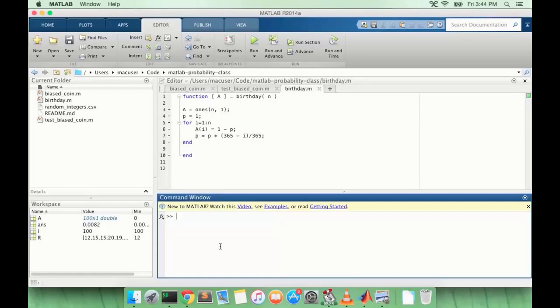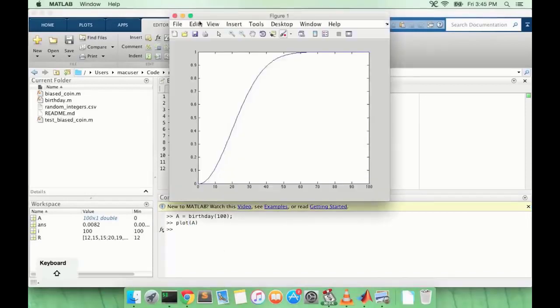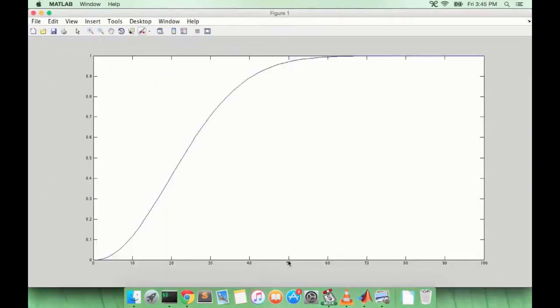Now that we have our function, let's test it. Let's say a equals birthday, and let's set n equal to 100. And let's plot a. You can see here, when n is about 23, you get the probability around 0.5. When n is equal to 50, you're at above 90%. So there's a pretty good chance in a group of 50 people that at least one of those pairs of people shares a birthday.